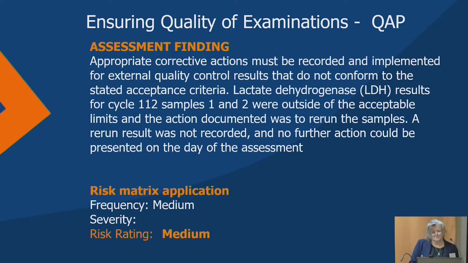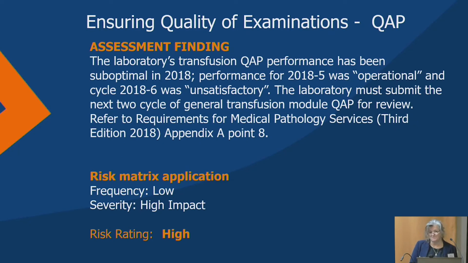Appropriate corrective actions must be recorded and delivered when external QC results do not conform to accepted criteria. So this is actually, I was going to say high, but it's only determined to be a medium risk, and that's also a bit subjective sometimes. Only samples 1 and 2 were outside of range. A rerun was not recorded, and no further action could be presented on the day of assessment. And again, it would be context, and maybe they talked about it, and there would have been very few results that had gone out, or they felt that it wasn't actually a high-risk result.